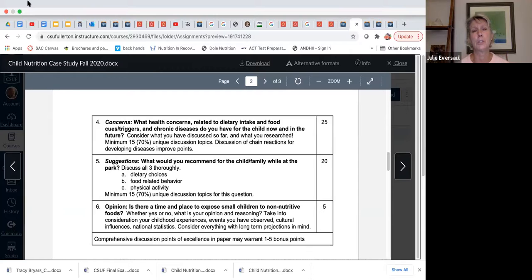What recommendations do you have for physical activity? This is a case study at Disneyland. Everything's got to take place at Disneyland. Okay, you can bring food from the outside for this topic because it's with you, but everything's got to take place at Disneyland. And then lastly, number 6 is your opinion.